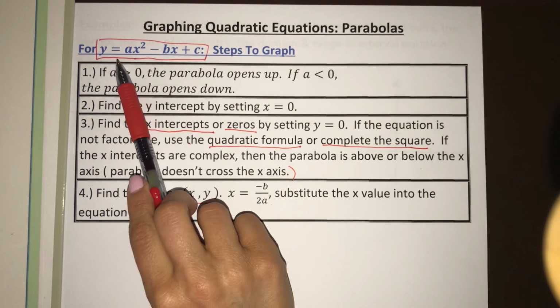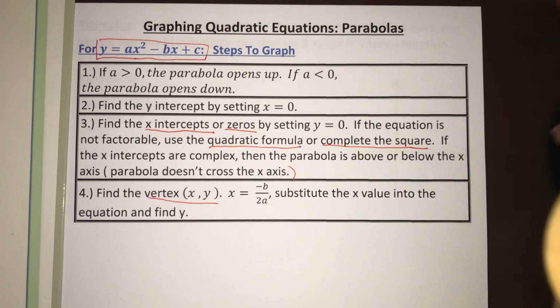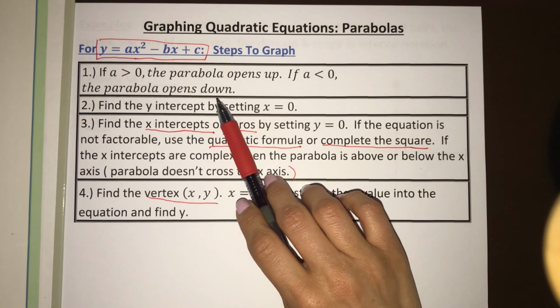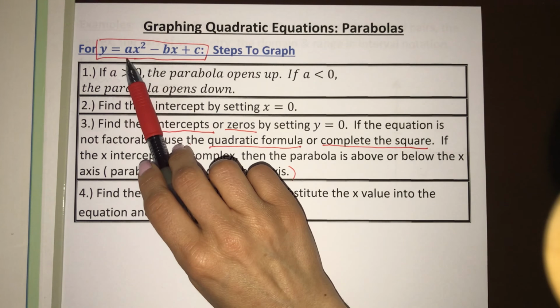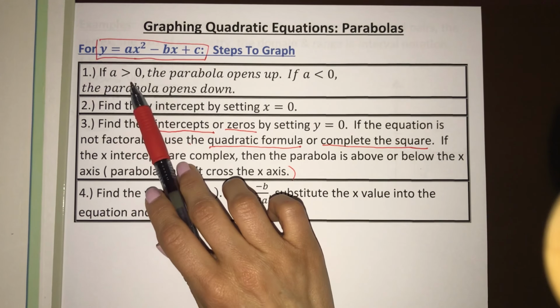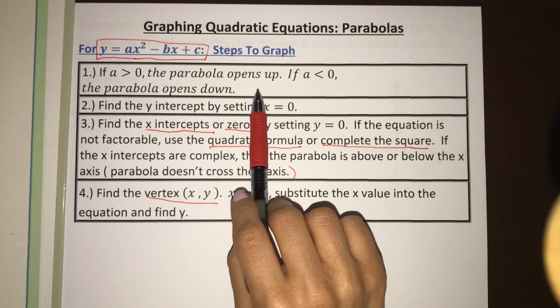These are steps that we want to follow when we graph. The first thing we want to do is determine if our parabola opens up or down. A parabola is a U shape. All we need to do is look at the coefficient a, whatever's in front of x squared. If a is positive, the parabola opens up. If a is negative, the parabola opens down.